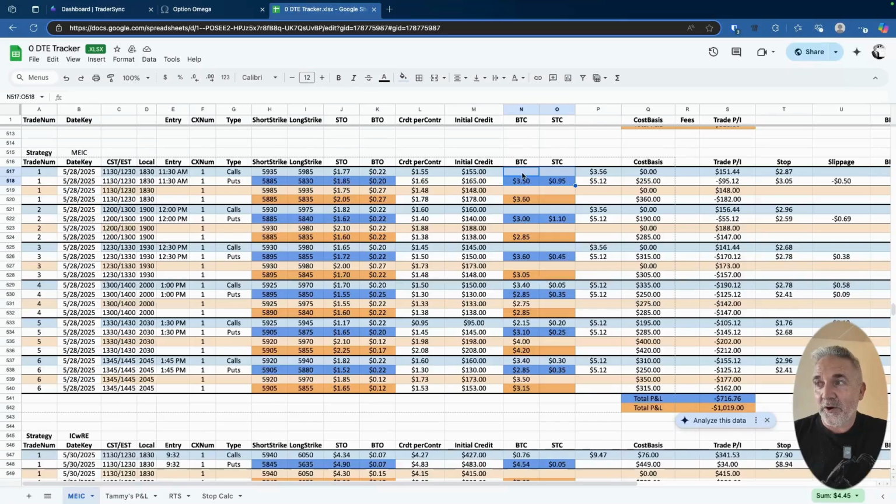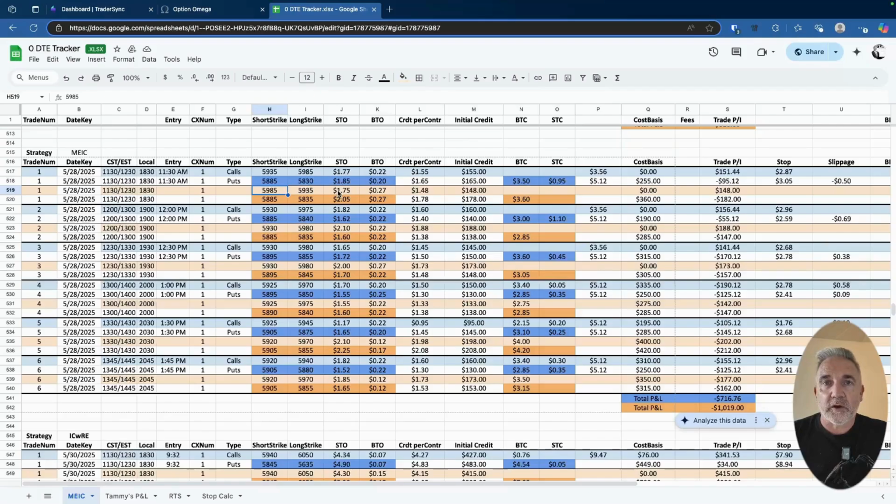So ideally, we want to see these fields here blank. The more these particular fields in these columns are blank, the better, the more profit I'm generating. And just so you know, the orange fields are the backtest results.